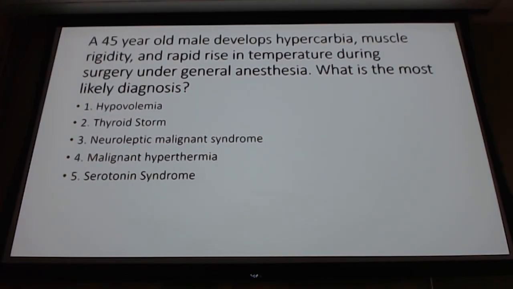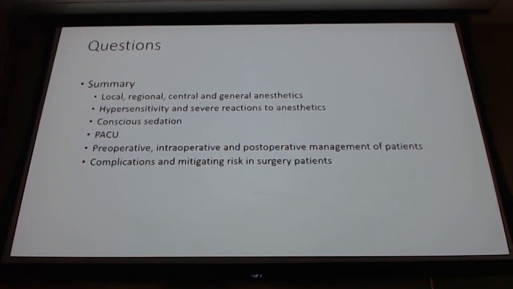All right, 45-year-old male developed hypercarbia, muscle rigidity, and rapid rise in temperature during surgery under general anesthetic. What is the most likely diagnosis? Okay, 4. That is malignant hyperthermia. All right. Any questions on this?